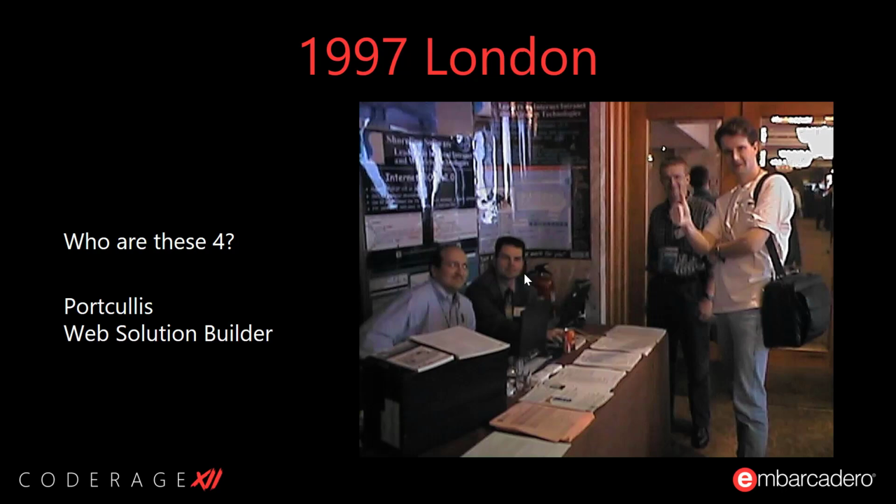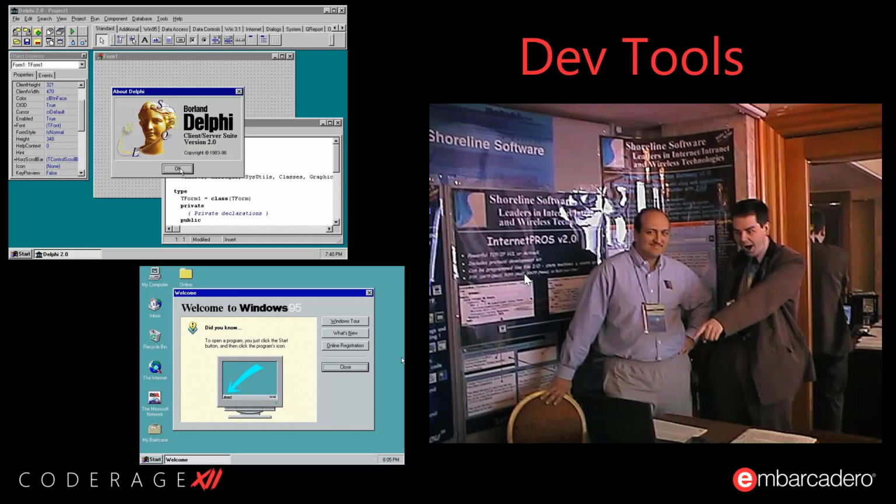And there's bonus points to anyone who can identify the 4 people in this picture. They're all well-known Delphi people, and 3 of them are still in the Delphi world. One of them is not in the Delphi world anymore, but is still in the development world, and many people will know him. So let's review exactly where we came from.